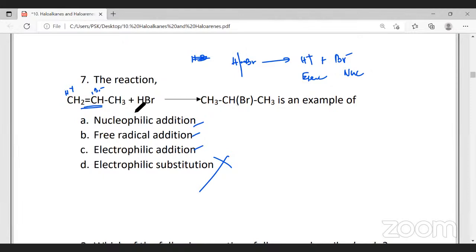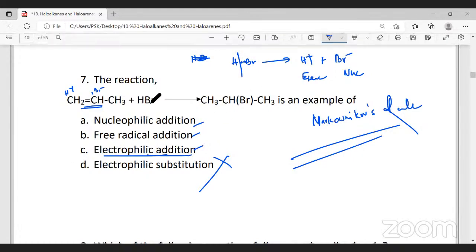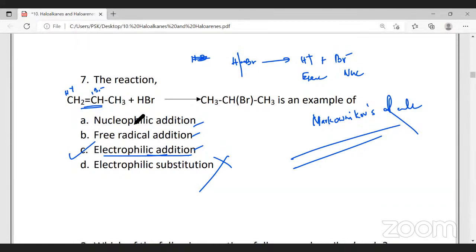This addition of hydrogen bromide to propene follows Markovnikov's rule. So the mechanism here is electrophilic addition reaction, because the electrophile is formed. First the electrophile attacks, only then the nucleophile. So it is called electrophilic addition reaction. Option C.